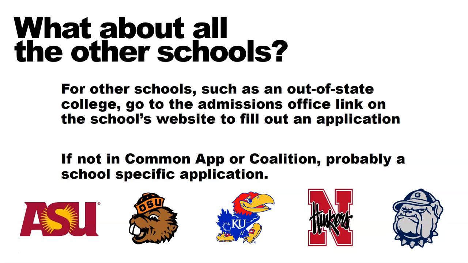All of these applications are going to be a little bit different, but because they're bigger state schools, it's a little bit more streamlined. So these are the school-specific ones. If you're not sure if they're Common App, if they don't show up on Common App, then I would suggest you just go to the school's website, just type in apply Kansas University, and it'll take you exactly to where you need to go to apply.